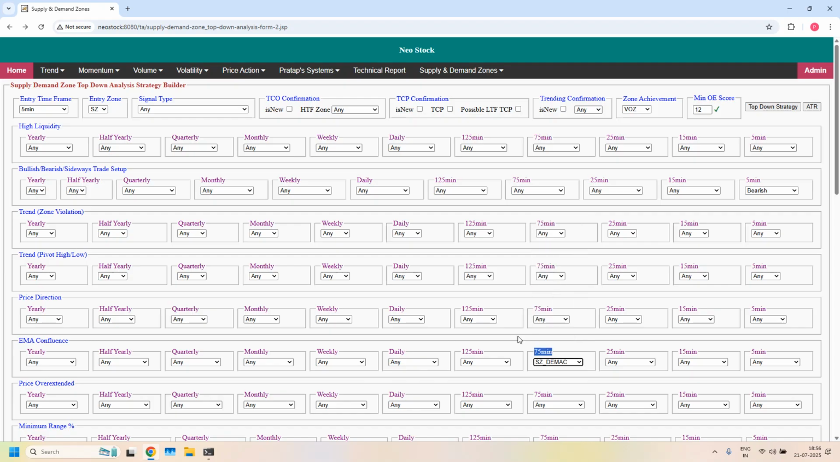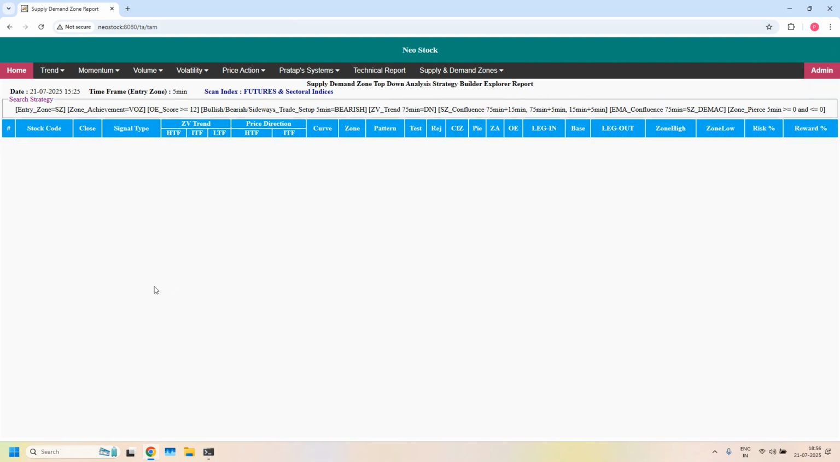75-minute supply zone with daily EMA confluence we are verifying. At the same time, the trend on the 75-minute supply zone should not be sideways. It should be downtrend because it is a bearish trade setup. Let's filter. None of them are having EMA confluence. That means we don't have any high probability trade setup supported zones for the hourly income trade, bearish trade setup. So with this we have completed all the income trades.